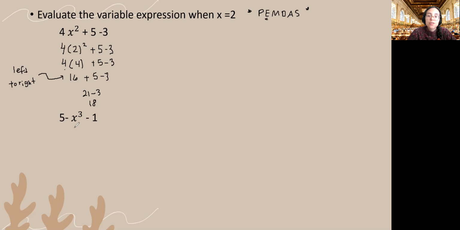Now we're going to move on to our next one, but I'm actually going to write it up here just so that we can have some space to see all our wonderful work. Okay, so we're told that we're going to evaluate this expression when x is equal to 2. So we're going to write 2 every time we see an x. So I'm going to write 5 minus 2 cubed minus 1.